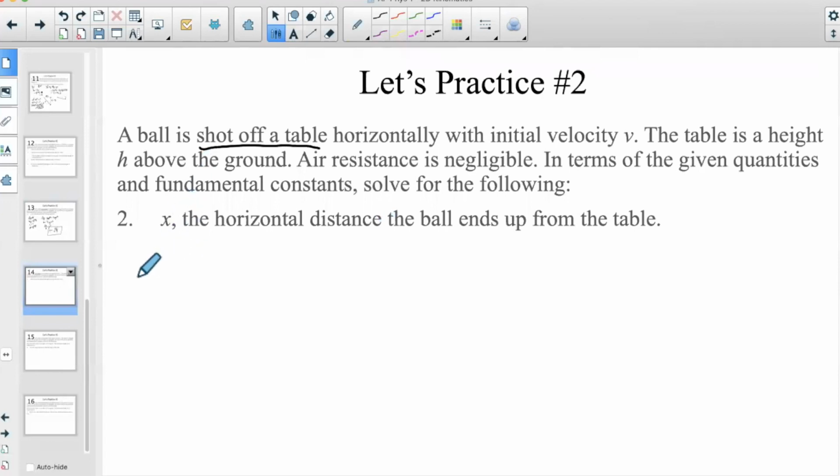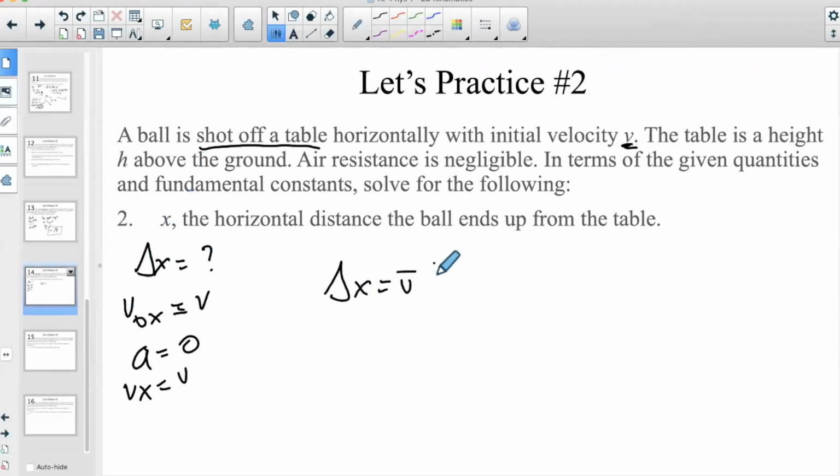So let's figure out what we know. We want to find delta x. We know our initial velocity in the x direction, that's v. And we know acceleration is equal to 0. So that means Vx is going to be equal to v no matter what. This velocity in the x direction does not change at all. So that means we can simply use delta x equals v bar t.